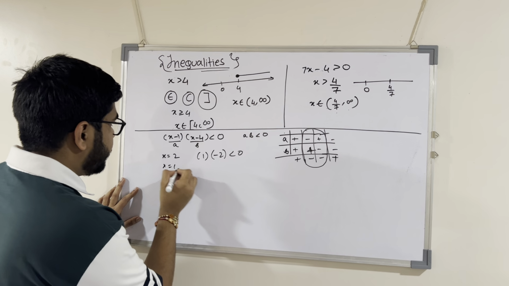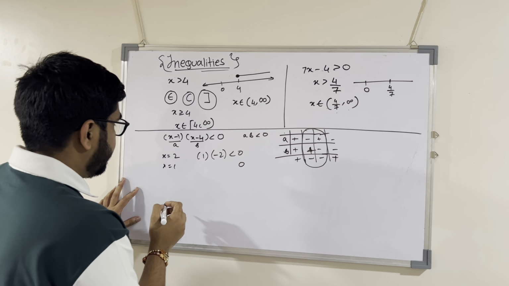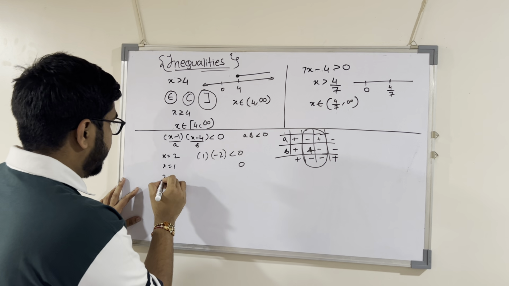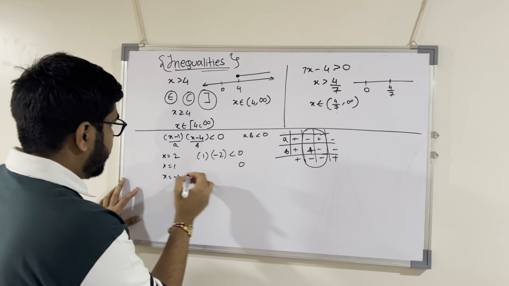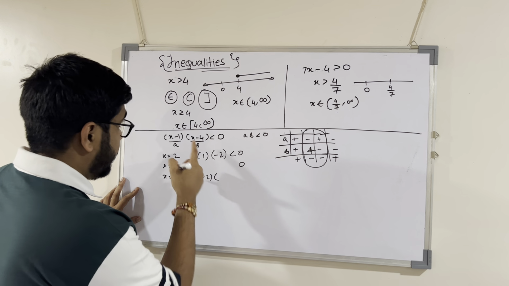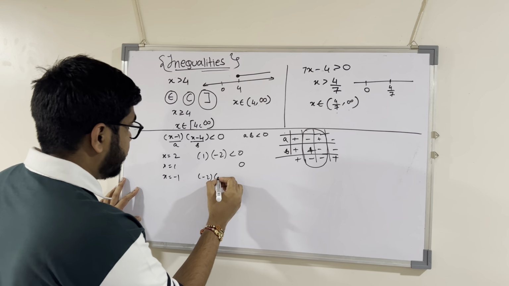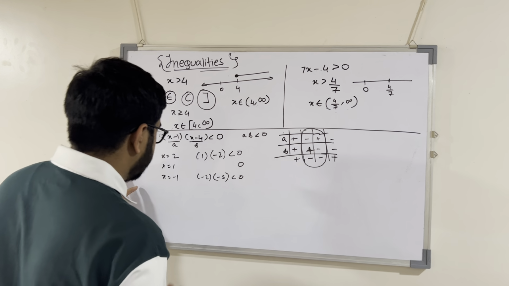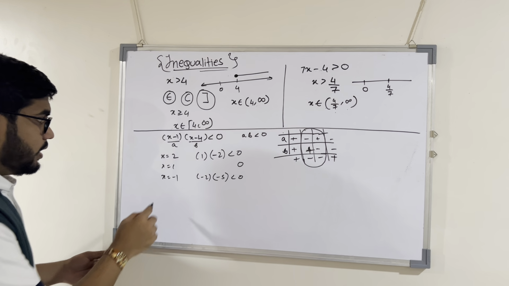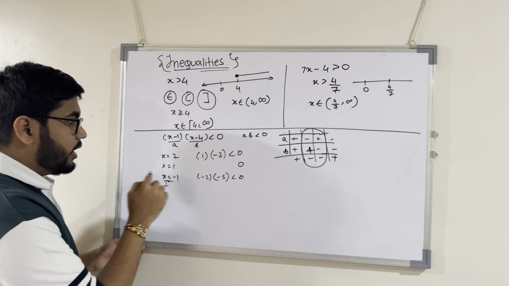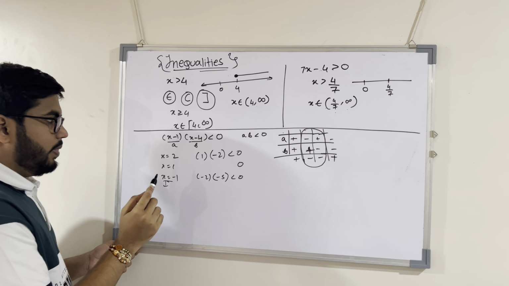x is equal to 1 if I put, I get 0, right? x is equal to minus 1 if I put, it is minus 1 minus 1, minus 2, and minus 1 minus 4, minus 5, product less than 0. So I know that minus 1 and anything below minus 1 will be negative, right?